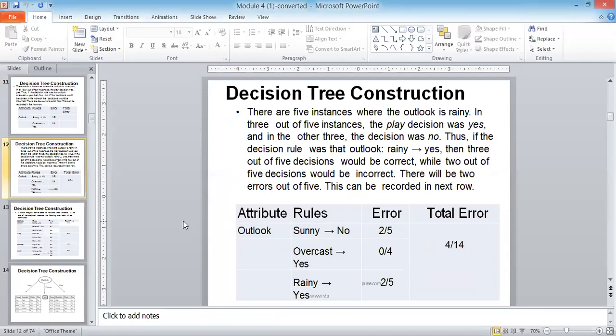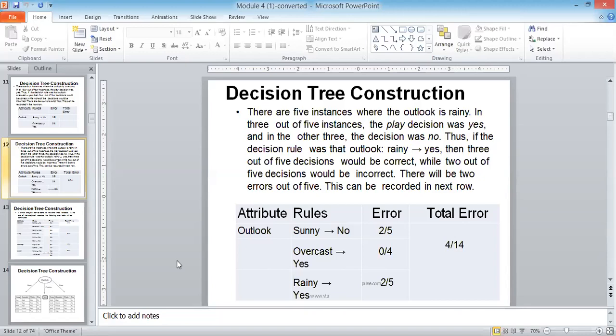So how are you going to decide for the error factor? Here again, if it is sunny, the error is 2 out of 5. Overcast, every time you can play. If the variable is rainy, yes, you can play 3 times out of 5, and two times you cannot play. So the overall error rate is 4 divided by 14. 4 times you cannot play, and 12 times you can.